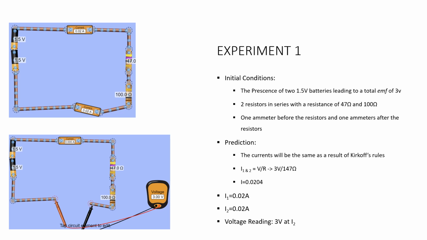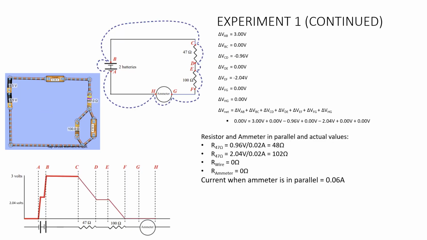And now my prediction would be that the currents measured in each of the ammeters would be equivalent, and that they should be approximately 0.0204 amps. And you can see that I derived that from Ohm's law. And in practice, we see that it is 0.02 amps with a voltage reading of 3 volts at I2, which we can see in the diagram on the bottom. Now, the disparity is likely just rounding, and you'll see that as a common theme.